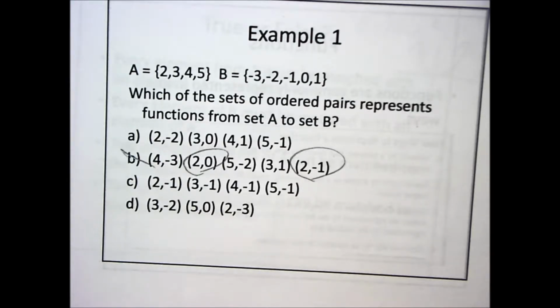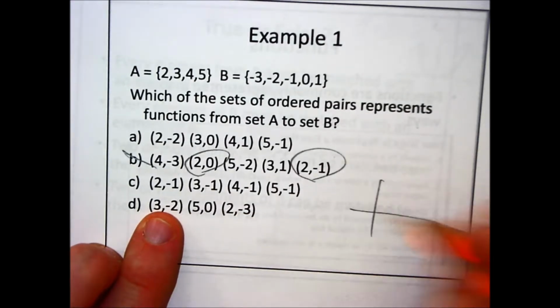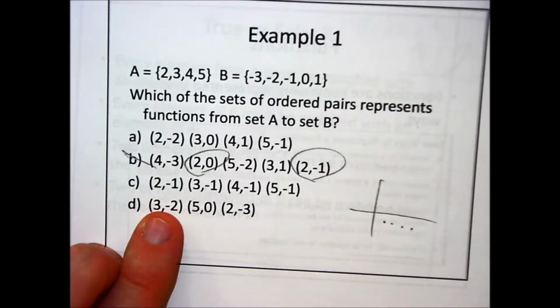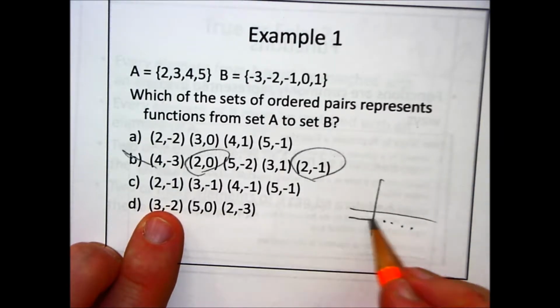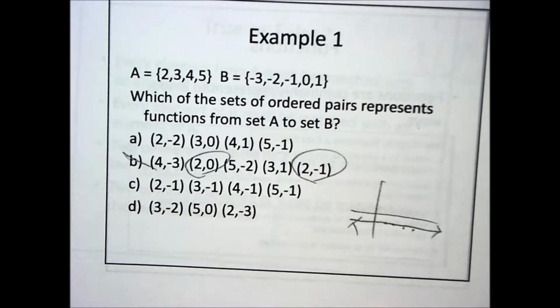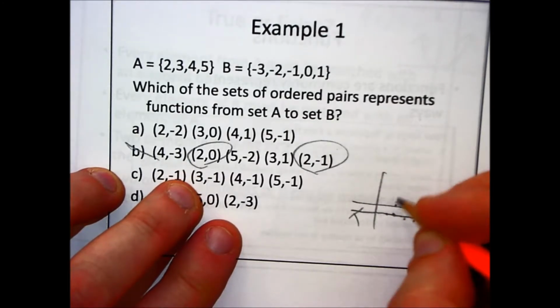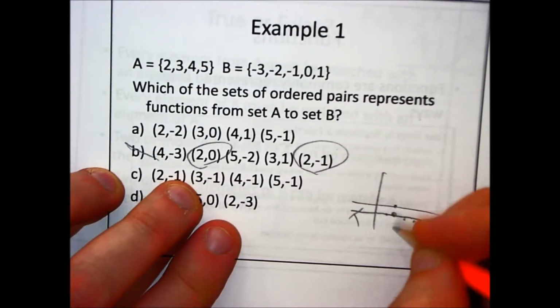Why would C not work? Because -1 is paired up with 4 A values. Now remember, X and Y, right? If I were to think of this graphically, I have 2, -1, 3, -1, 4, -1, 5, -1. Is that a function? It is, so C works. The output values can pair with multiple inputs. The inputs can't pair with multiple outputs. That's why the 2, if I graph those, 2, 0, and 2, -1, that would fail the vertical line test. That's why B doesn't work.